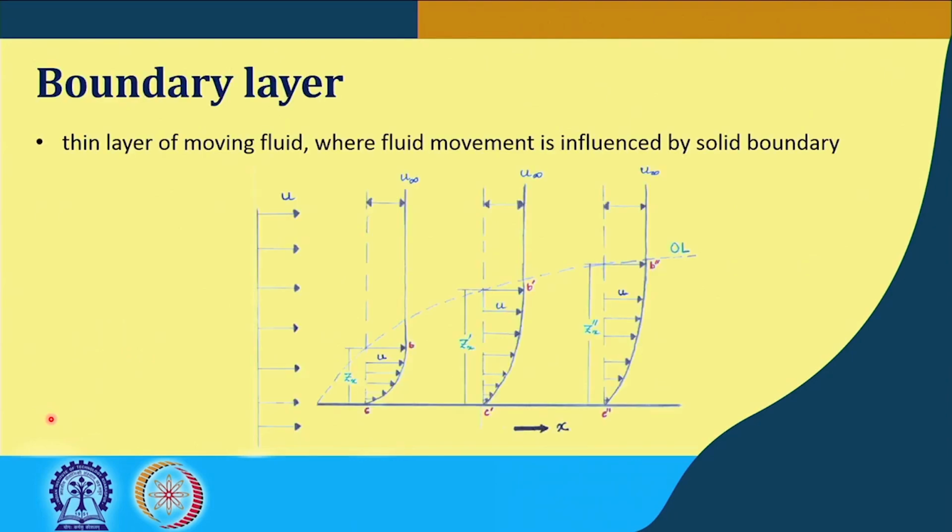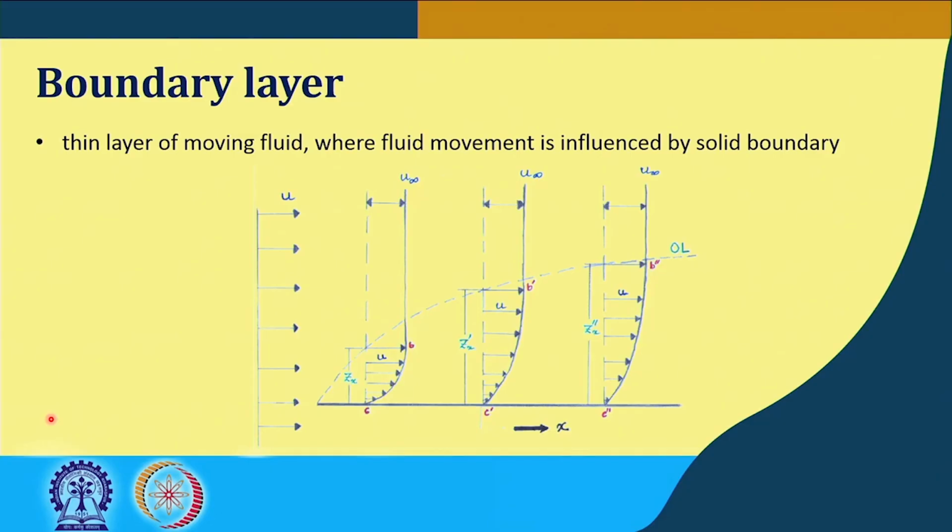So, when we talk about boundary layer, this picture immediately comes to our mind that how or what is boundary layer or how that forms. So, boundary layer we can call this as a thin layer of a moving fluid where the fluid movement is influenced by the solid boundary. We can broadly say by this definition that it is a thin layer of moving fluid attached to the surface of the solid surface where the fluid movement is influenced by the solid boundary.